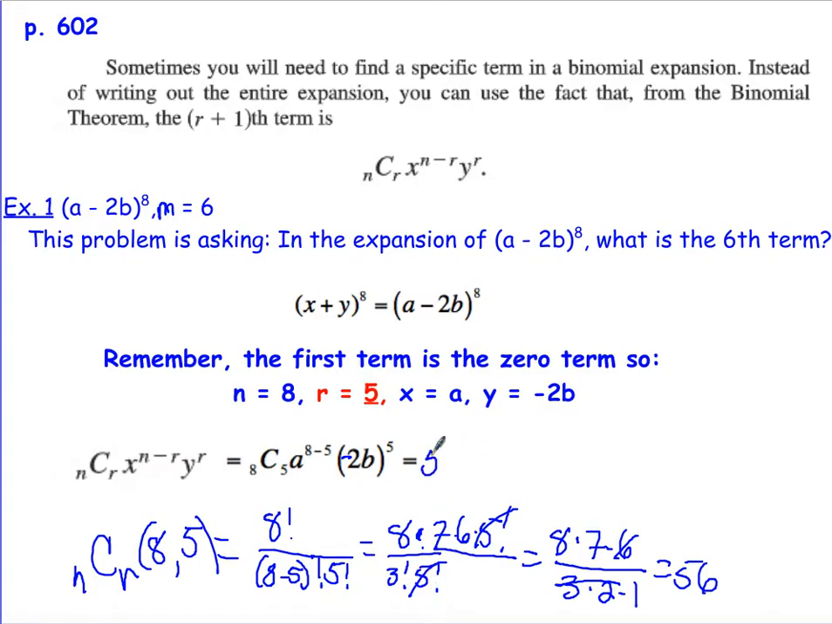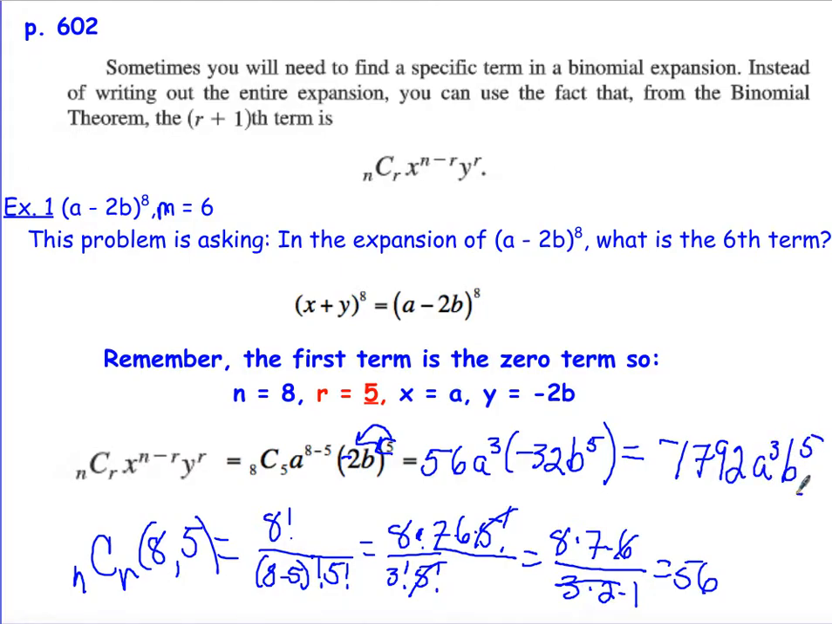So we have 56 times a to the 3rd, and then you have to distribute this 5 to both terms here. So this becomes negative 32 b to the 5th. And now when we multiply all this together, so you have negative 32 times 56, a to the 3rd, b to the 5th, you end up getting negative 1,792 times a to the 3rd, b to the 5th. So this would be the 6th term. If you were to FOIL this out 8 times, you'd end up getting, for your 6th term, this is what you would have.